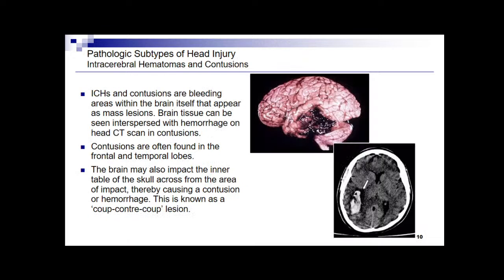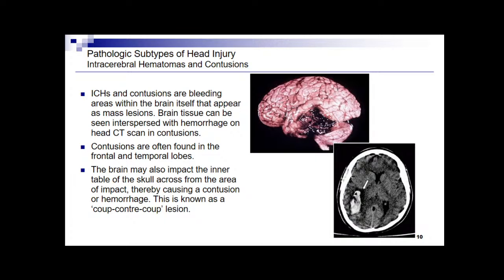Subtypes of head injury. There are 4 subtypes of head injury: intracerebral hematoma and contusions, extracerebral hematoma, epidural or subdural or intraventricular, and diffuse axonal trauma, diffuse axonal injury. First morphological variant of the blunt craniocerebral trauma is contusion.